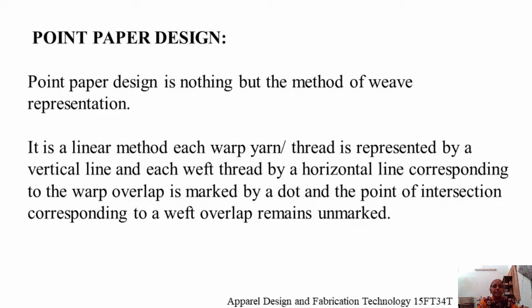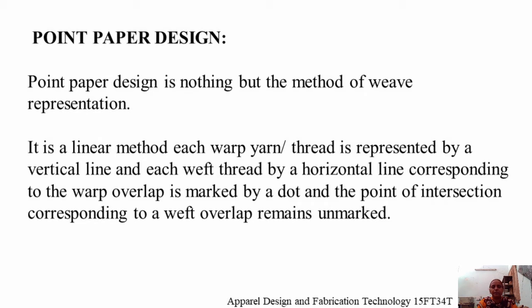It is a linear method. Each warp yarn or thread is represented by a vertical line and each weft thread by a horizontal line. Warp overlap is marked by a dot, and the point of intersection corresponding to a weft overlap remains unmarked. So the interlacement corresponds to the intersection of the horizontal and vertical lines.